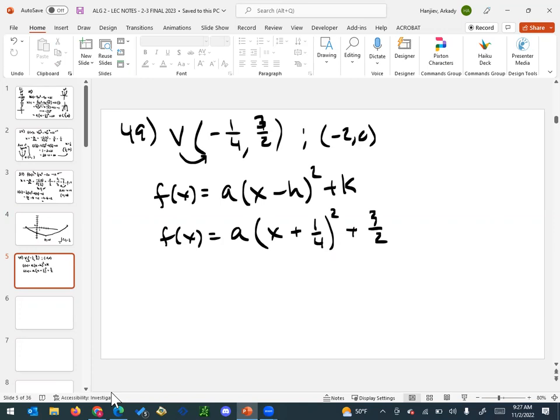Okay, so we have our vertex. We got all this stuff in. Notice we're just missing A. If I just knew what A was, I would have this as my equation here. So that guy steps in.